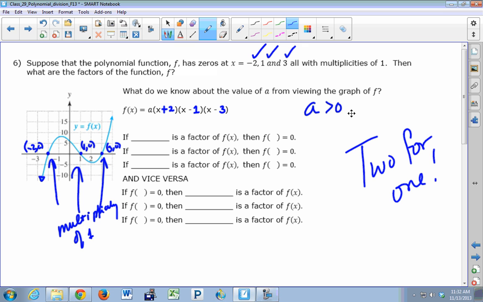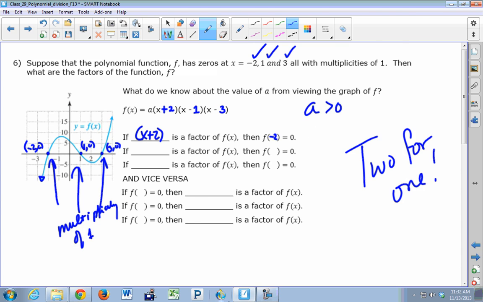Okay? If you know that x plus 2 is a factor of this polynomial, then you know -2 is a 0. When you plug -2 into whatever the equation would be, out would pop a 0. You get 2 bits of information for the price of 1. If you know a factor, you know a 0.